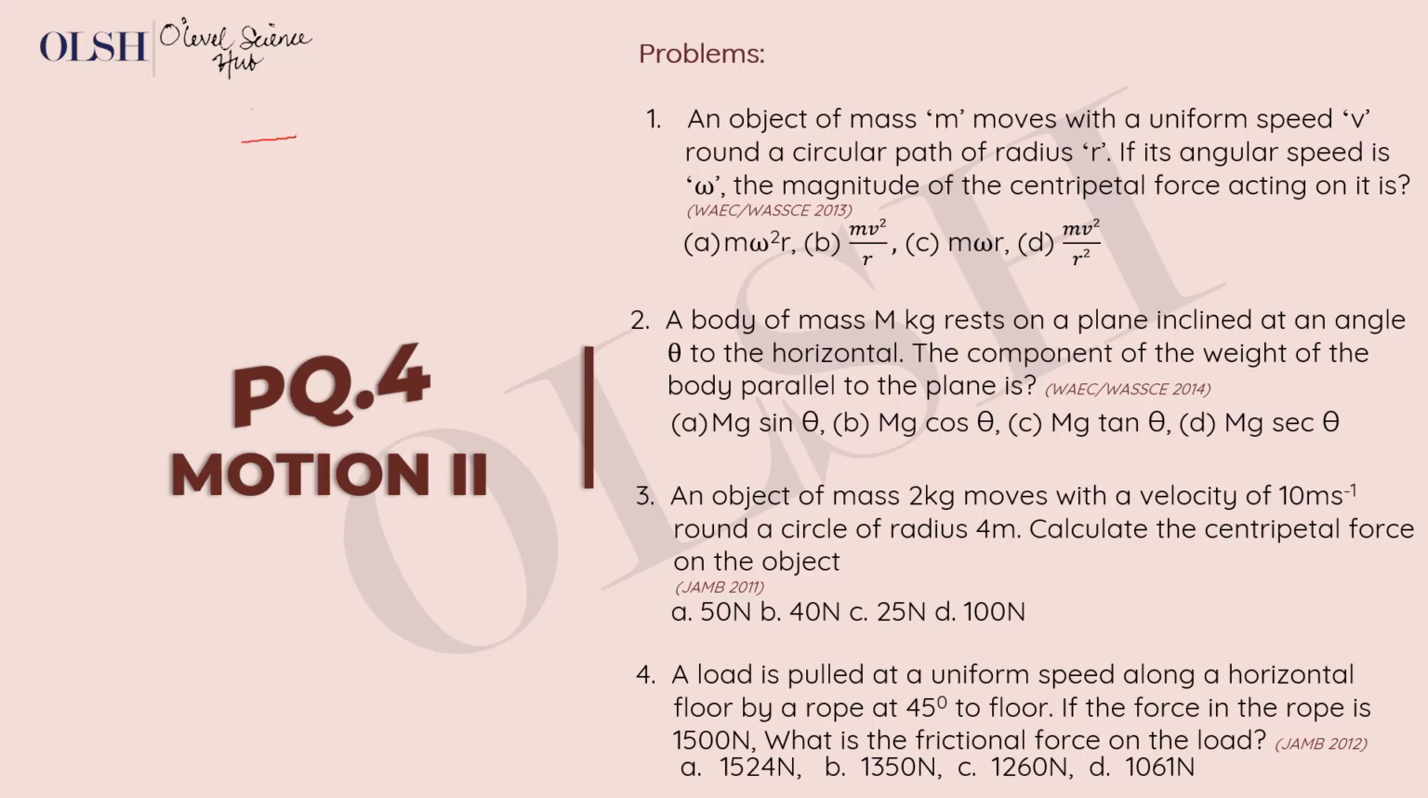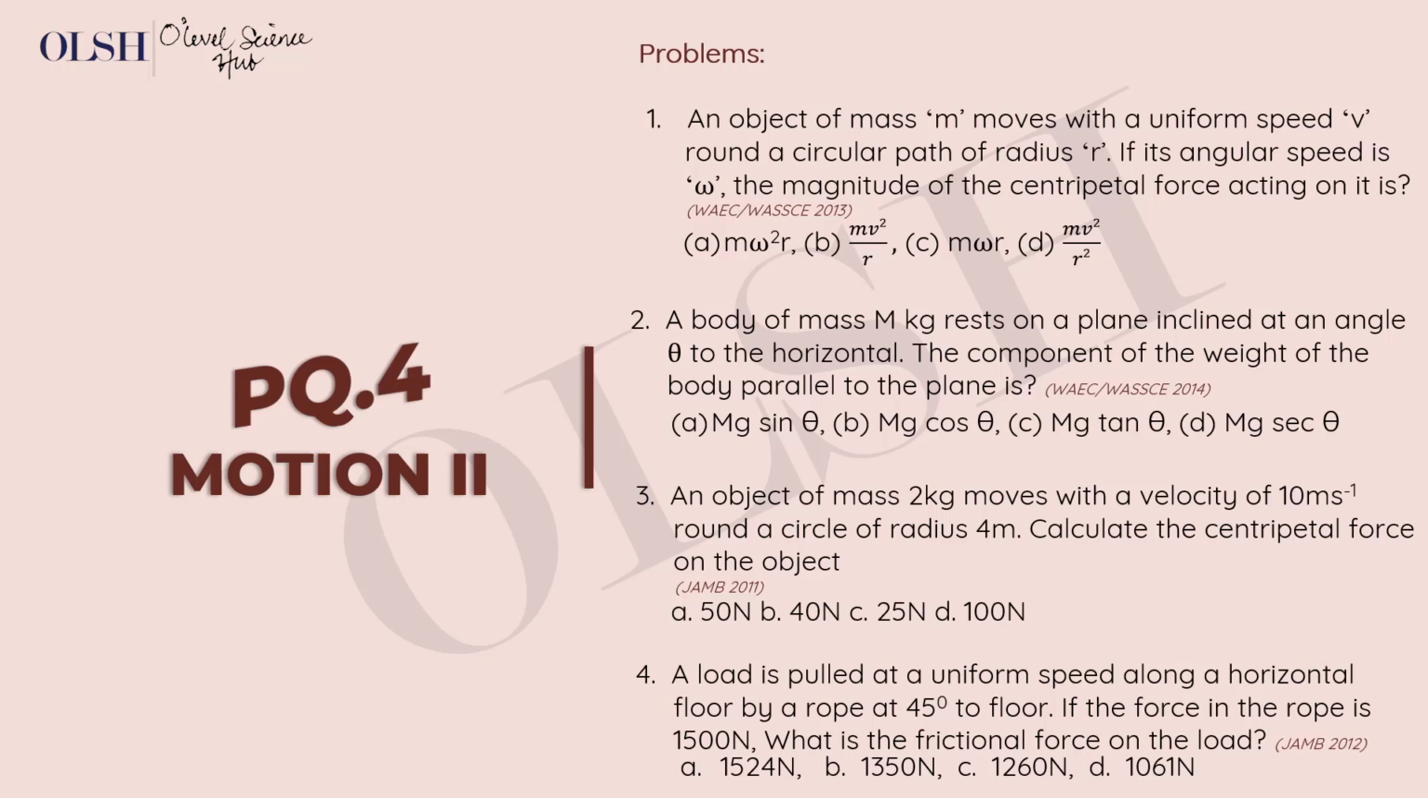So the first question is, an object of mass m moves with a uniform speed of v round a circular path of radius r. If its angular speed is omega, the magnitude of the centripetal force acting on it is, we have A, m omega squared r, B, m v squared over r, C, m omega r, D, m v squared over r squared. Of course, from the class, you should just remember that centripetal force is m v squared over r.